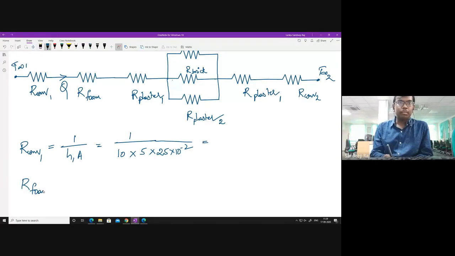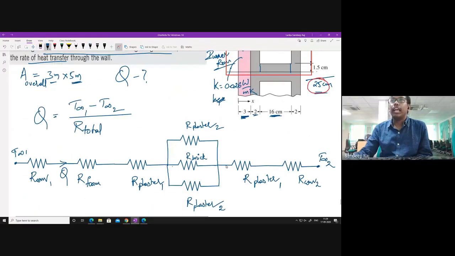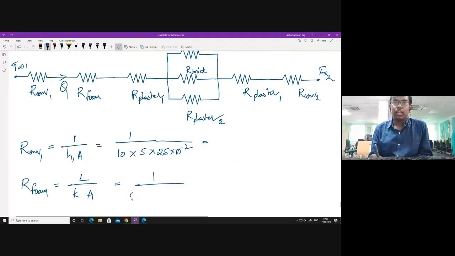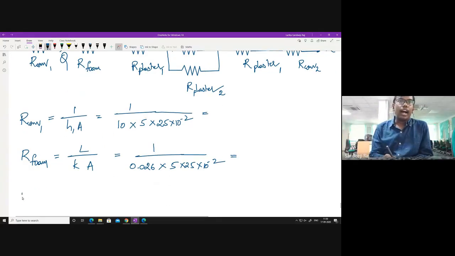So calculate that next. R foam. This is a conduction resistance. So I should take L by K A, and it is 1 by K. The K value of foam is given in the question as 0.026. If you observe, this area is similar to that of your A. Area is 5 into 25 into 10 to the power of minus 2. Similar area you will have here. The area is same in both the cases. And then R plaster 1.